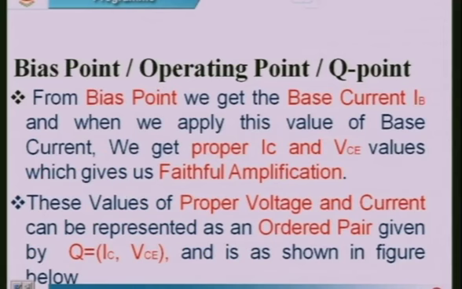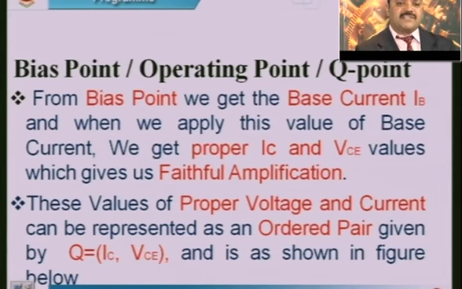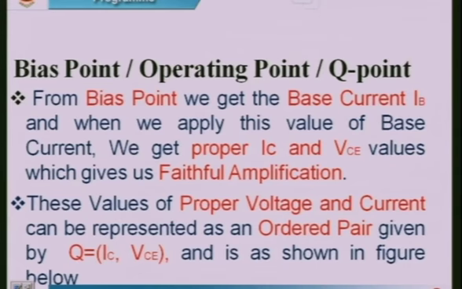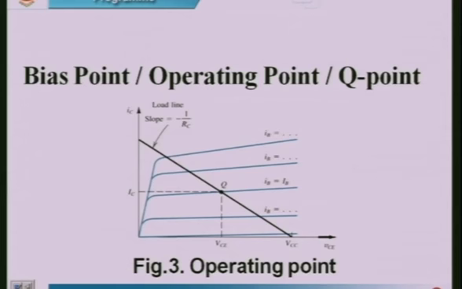So, here I have given the bias point. From the bias point we get the base current IB, and when we apply this value of base current, we get the proper IC and VCE values which give us faithful amplification. These values of proper voltage and current can be represented as an ordered pair given by Q equal to IC and VCE. There I have written ICQ and VCEQ. We can also write like this. Then, on the characteristics which I have written on the board, the same thing I have written on the PPTs. So, this is the operating point.